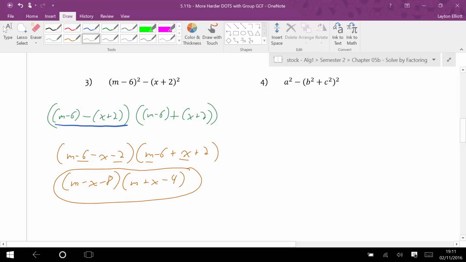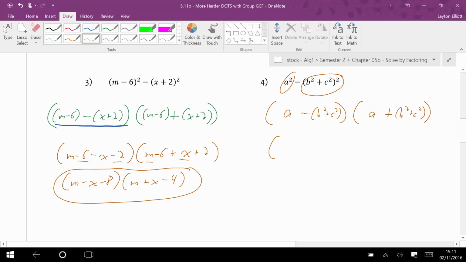Number 4, also a difference of squares, also going to go with a minus and a plus. And so if I look at what's splitting up here, it's just going to be a and a. If I look at what's splitting up here, it's just going to be the entire b squared plus c squared. And this is going to be b squared plus c squared.